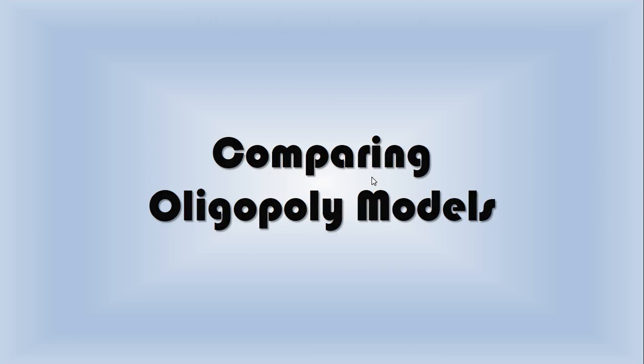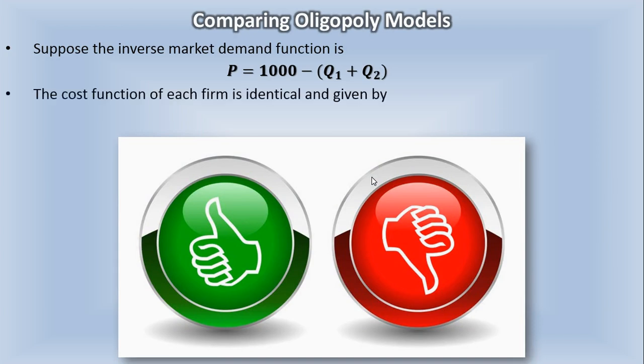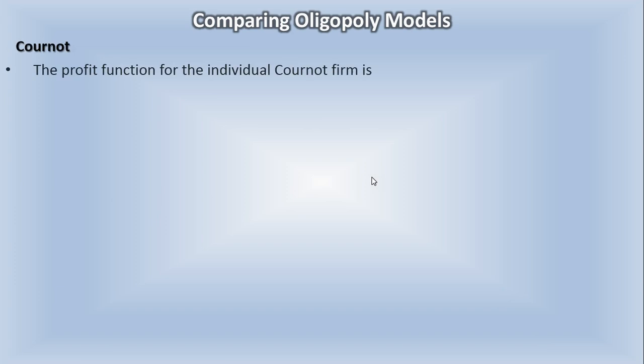All right, so let's compare these oligopoly models and their outcomes. Suppose the inverse market demand function is equal to 1,000 minus (Q1 + Q2), and the cost functions of each firm are identical and just given by 4Qi, where i indexes the individual firms in the oligopoly. All right, so for the Cournot market, the profit function for the individual firm is P times Q minus the cost. So revenue minus cost is just your standard profit, and then we've inserted the inverse demand function for price. That's why it looks kind of ugly, but it's your standard profit equation.